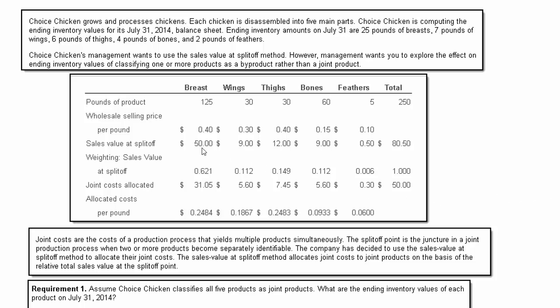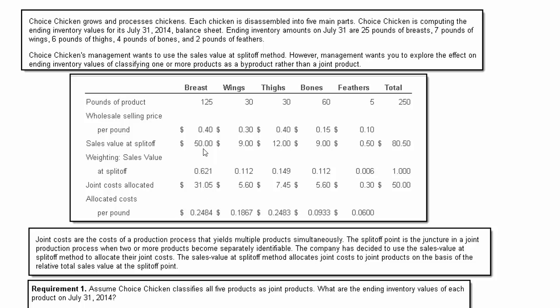So if we take 50 and we divide it by 80.5, we get 0.621. If we take 9 and divide it by 80, we get 0.112. 12 divided by 80, we get 0.149, and so forth. So the total illustrates that these are just weighting factors coming up to a total of 100%, or 1 in whole dollars.